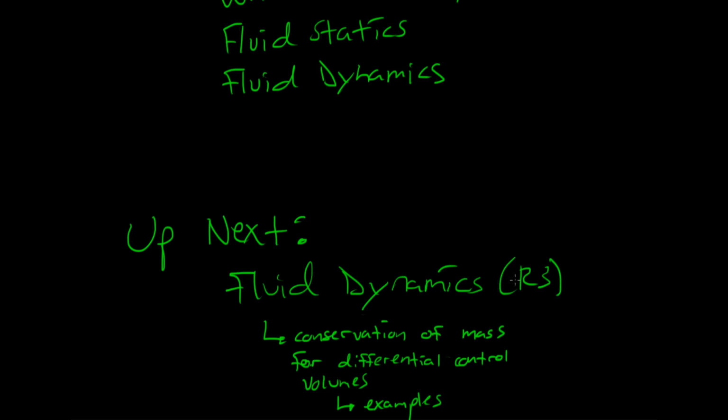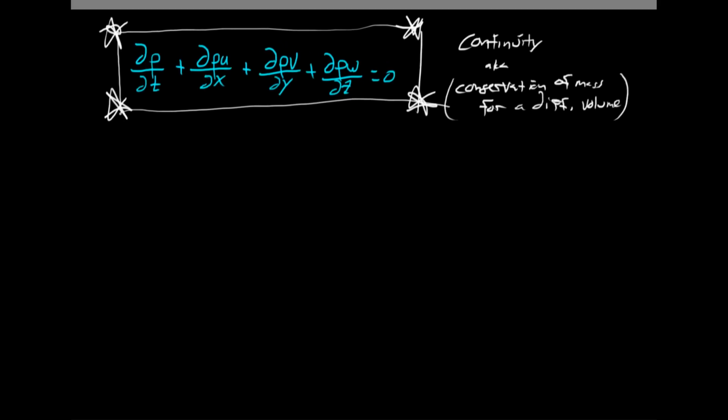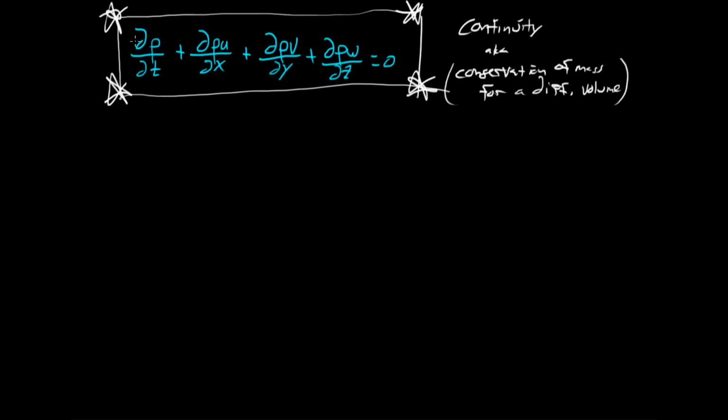This is an example of the conservation of mass for differential control volumes. We're going to start nice and simple for you here. Remember that the conservation of mass for a differential control volume looks like this, where we have a transient term and 3 convective terms. And what we want to do is just start with a very simple problem.